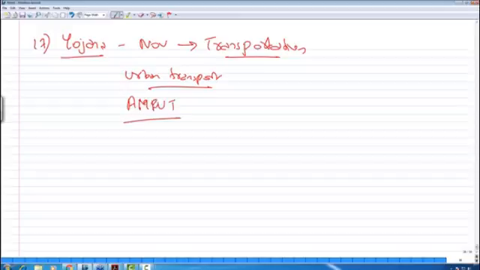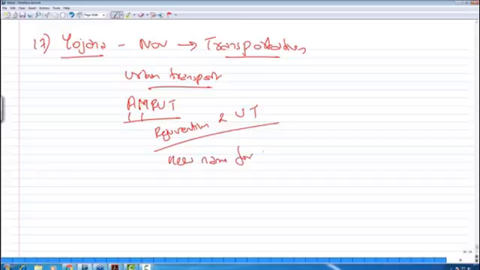The full name for Amrut is Atal Mission for Rejuvenation and Urban Transformation. So it's easy to remember, just remember rejuvenation and urban transformation. Now this is actually the new name for JNURM, which is the Jawaharlal Nehru National Urban Renewal Mission. So this is one aspect about urban transport, urban renewal we should be aware about.